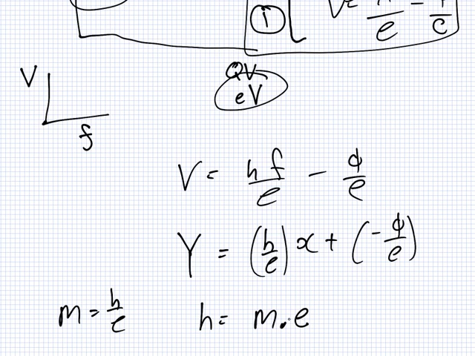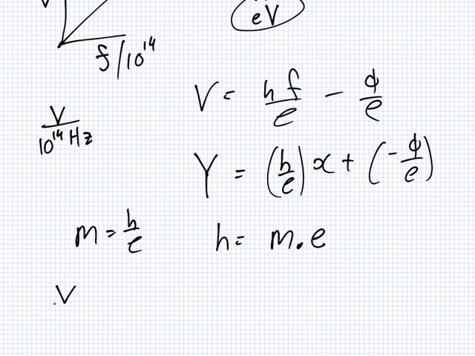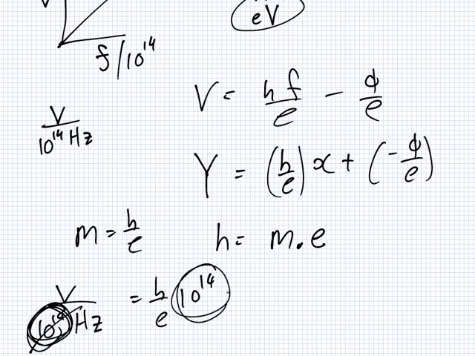Now you have to be careful though, because the frequency is in, what units do we say, 10 to the 14. So when you look at the slope, the units for the slope will be volts over 10 to the 14 hertz. So this m here will be volts over 10 to the 14 hertz. So because of this 10 to the 14, I have a feeling that whatever you get for the slope, you'll have to multiply it by 10 to the 14. Or divide it. We're going to think carefully about this.